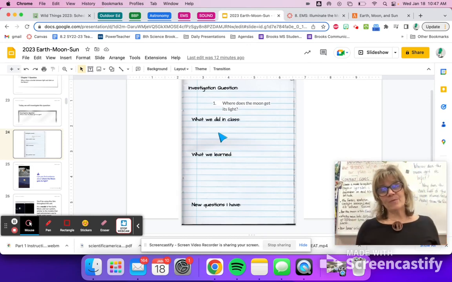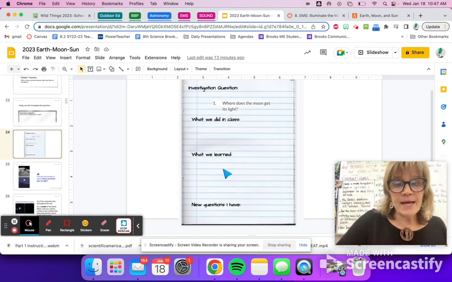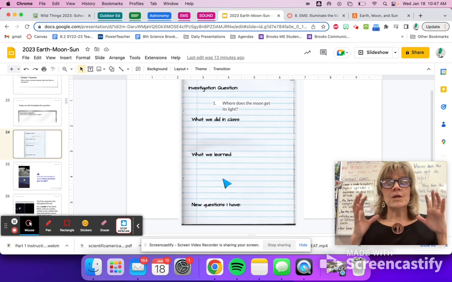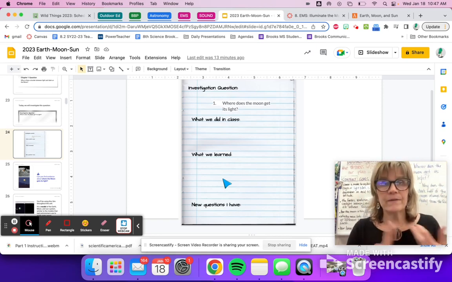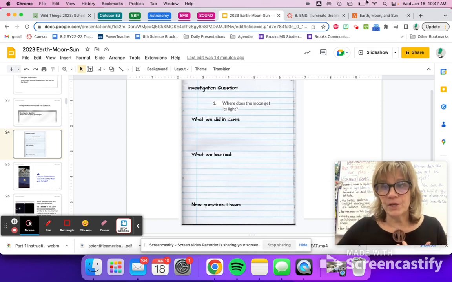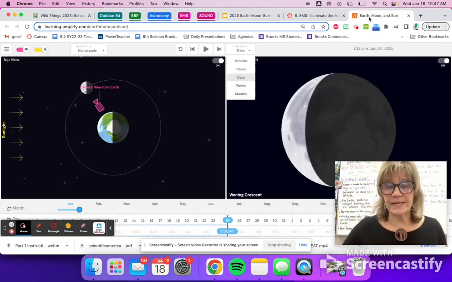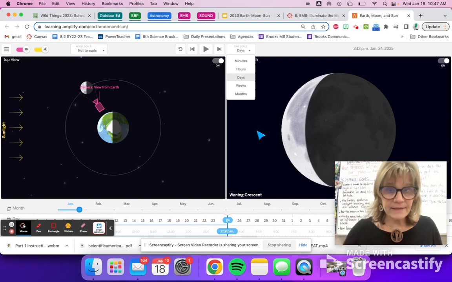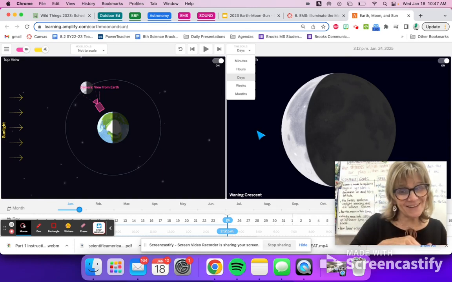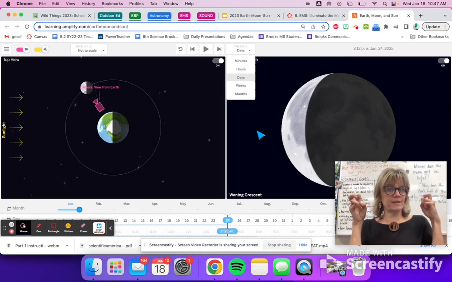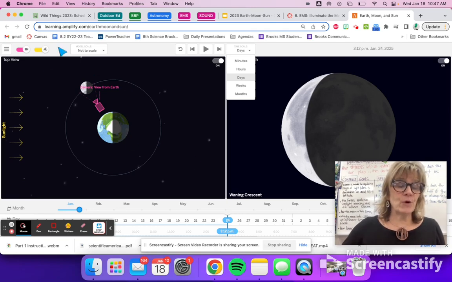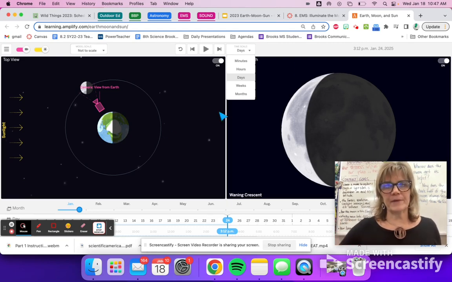What we did in class, we played with the simulation, right? What did you learn? Draw the model and explain where the moon gets its light from using what you learned here. Also, I highly recommend that you draw exactly what you see, not what you think you see, all right? And really focus on this one. Okay, when you're done with that, it's very straightforward, you guys, it's not super complicated.